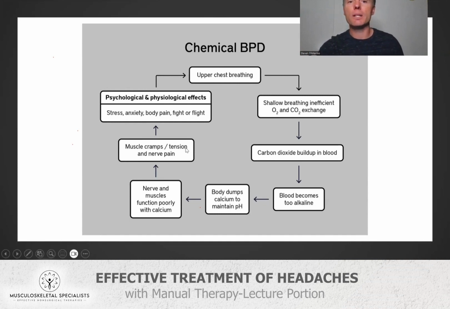You're going to get muscle cramps, tension, and nerve pain, leg pain, restless leg, right? Thoracic outlet type syndromes, headaches, head pain, behind the eye pain, trigeminal pain, right? This is coming on, right?